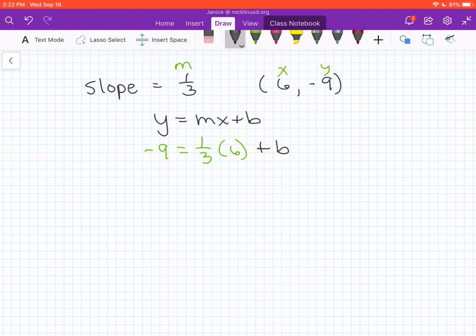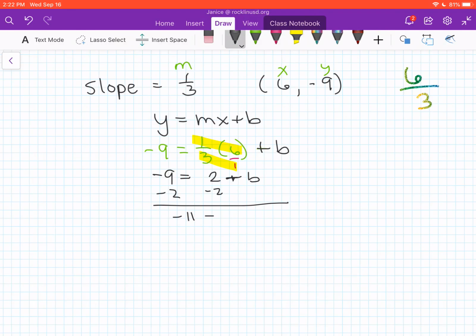So -9 equals, when you multiply fractions, you can multiply straight across. So 1 times 6, which is 6. And then on the bottom, I've got 3 times 1, which is 3. So I'm going to be doing 6 divided by 3, which is 2. That's a plus right there. So -9 equals 2 plus b. Subtract 2 from both sides. And I get -11 equals b. So now I have my slope, which was given to be 1/3, and now I also know my y-intercept. So my equation is y equals 1/3 x minus 11.